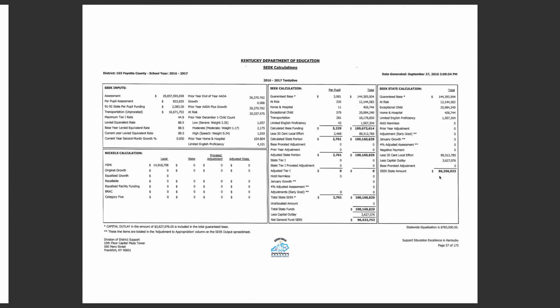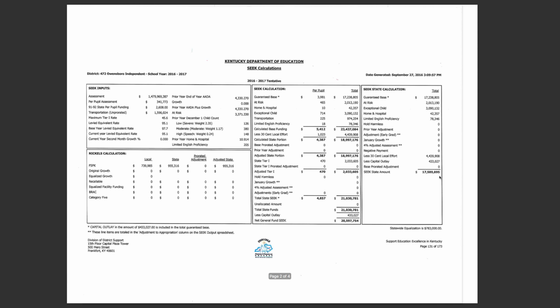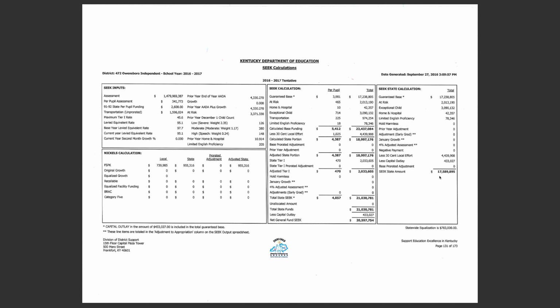And so that's an overview of how to read the state funding formula. Hopefully you can find this, and this is available on the state website. If you go to KDE's SEEK page, you can find the SEEK calculations. There are several different times of the year that this report is generated. This one was generated as the tentative allocation, which is generated in September. That's probably the best one to look for right now. And you can print these off for your district, and you can read it and get an insight into how the overall SEEK and state funding works in your school district.